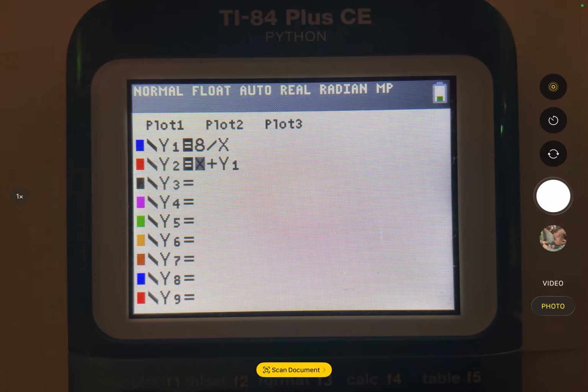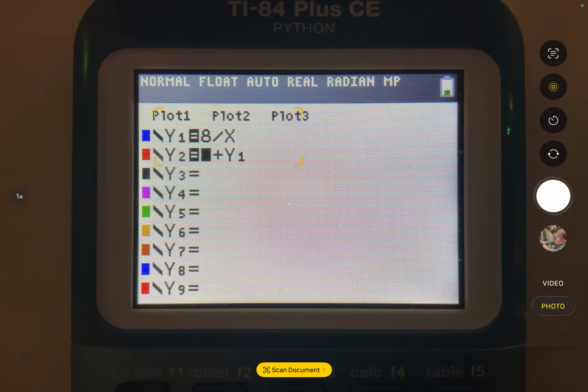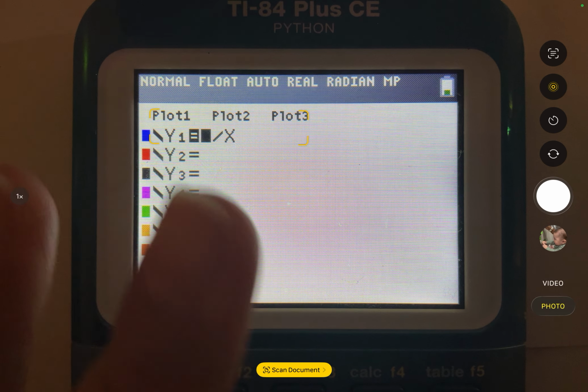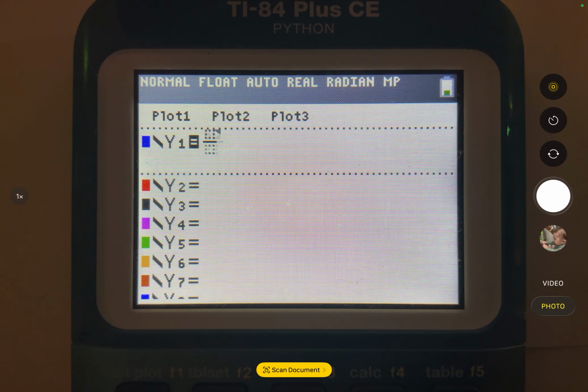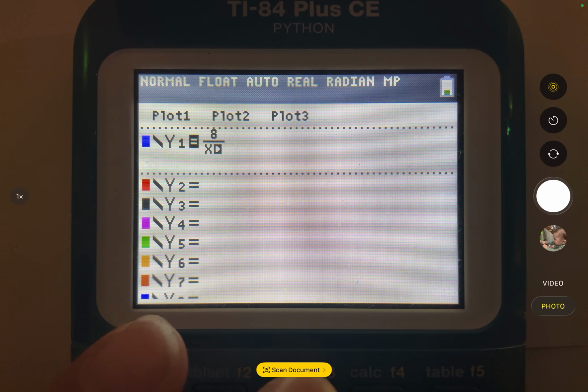Where's my camera? There we go. Yeah, that's just division. You could type it in as a fraction. You could do alpha x, type it in as a fraction, 8 over x. So to get y, I do alpha trace. You could do alpha x, put 8 over x. And what'll that do?